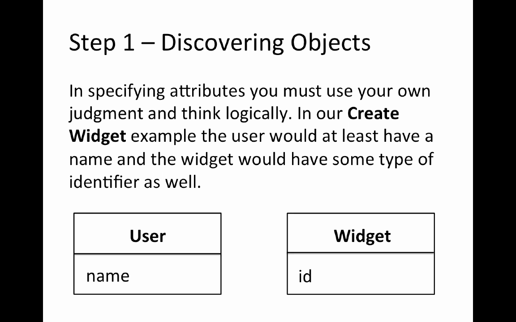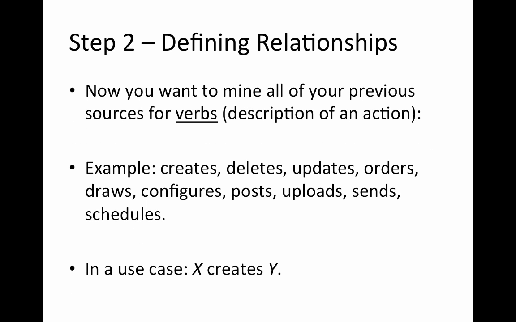So after you've gone through the process of discovering objects, you then want to start the process of defining relationships. You want to mine all of your previous sources, your vision document, software requirement specification, your project charter if you've done one of those, and so on and so forth. You want to mine all of those documents for verbs or descriptions of an action. Examples could be when we talk about creating something, deleting something, updating, ordering something, drawing something, configuring, posting, uploading, sending, scheduling.